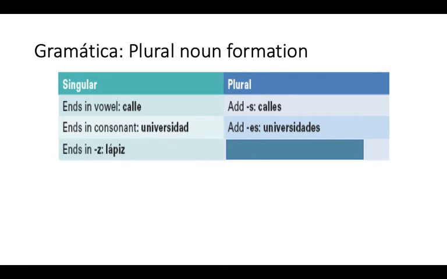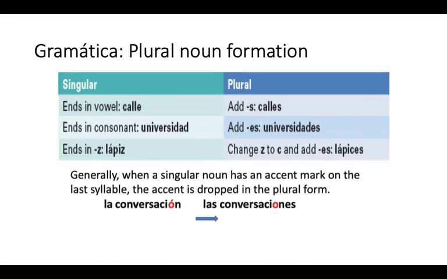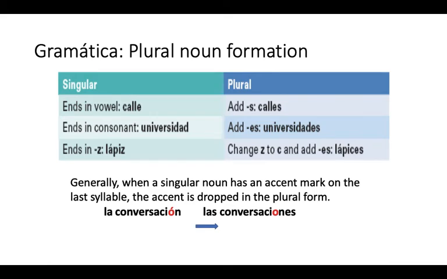And finally, just a little bit of notation as far as spelling. If a noun ends in a Z and you want to make it plural, first of all, you have to put the ES at the end because you can't put an S at the end of a word that has a consonant. But what's going to happen is that Z changes to a C for sound. So the word lápiz, for example, becomes lápices. Now, generally, when a singular noun has an accent mark on the last syllable, you drop that accent when the plural is formed. So, por ejemplo, la conversación, las conversaciones doesn't need an accent over the O.